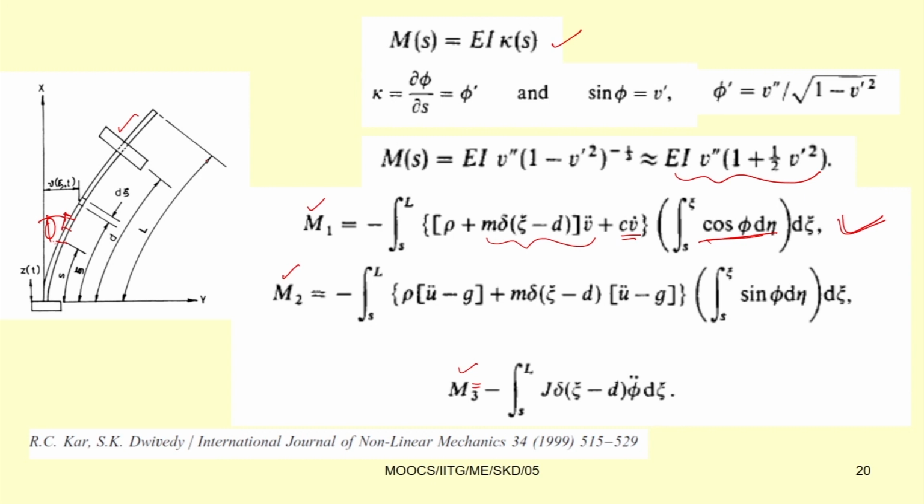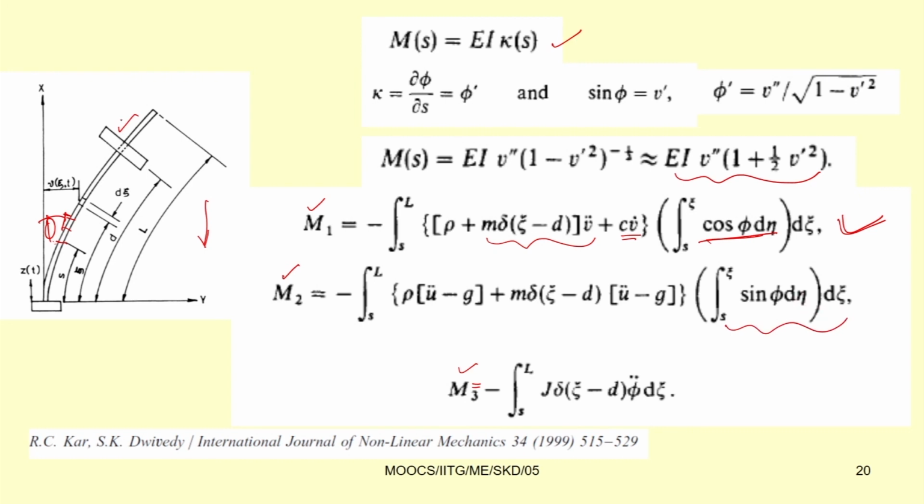Similarly, taking the force along the longitudinal direction, that is u direction, you can write this equation of motion. So, rho u double dot, then minus rho g is the weight component, then m delta zeta minus d into u double dot minus g, as g is acting vertically downward. The multiplication of the distance is nothing but sin phi d eta into d zeta.